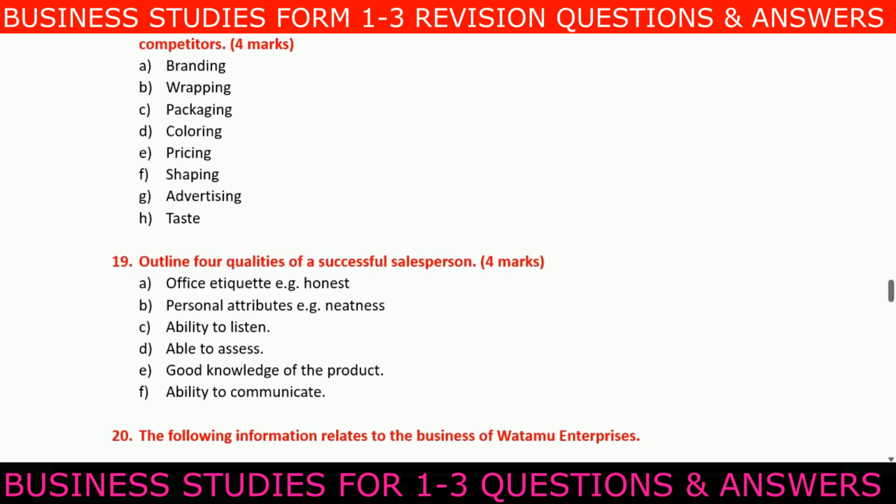Number 1, branding. Number 2, wrapping. Number 3, packaging. Number 4, coloring. Number 5, pricing. Number 6, shipping. Number 7, advertising. And then the last one, taste.